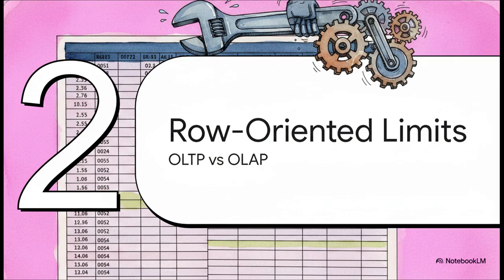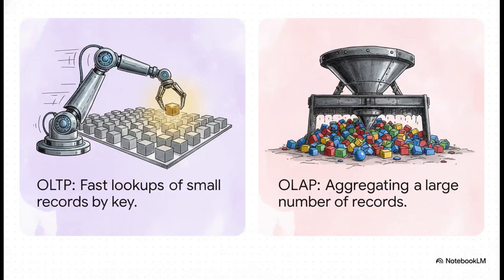Which brings us to section 2, row-oriented storage limitations. Let's compare OLTP and OLAP. To really understand where the bottleneck is, we have to contrast OLTP with OLAP. Online Transaction Processing, or OLTP, is the engine powering your interactive web apps. It fetches small, random access records super quickly using a primary key. Online Analytic Processing, or OLAP, is an entirely different beast. It focuses on heavy, historical data scanning and aggregating huge chunks of records all at once.